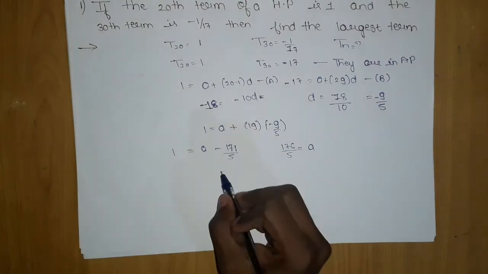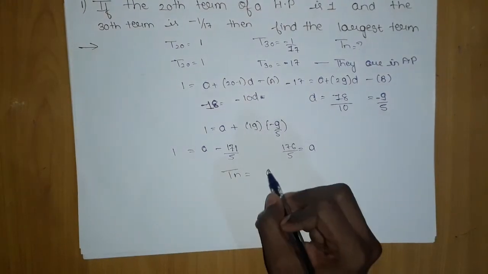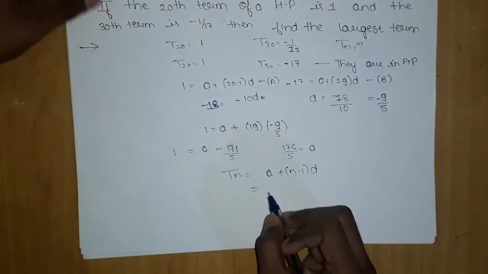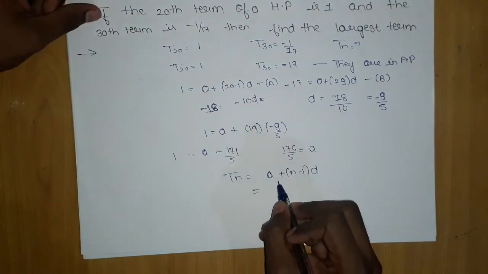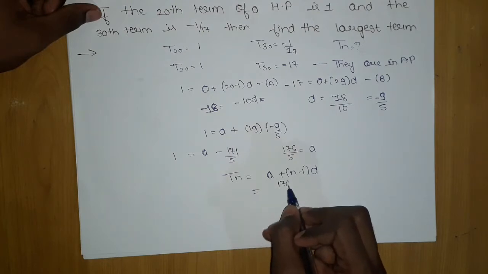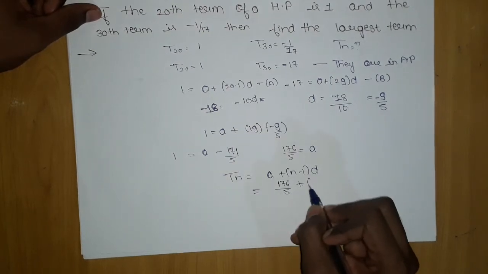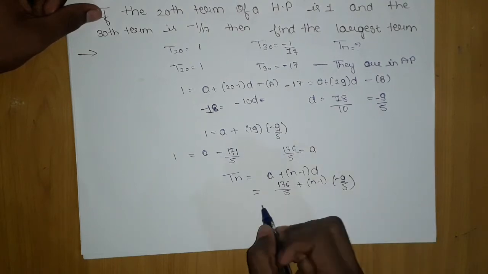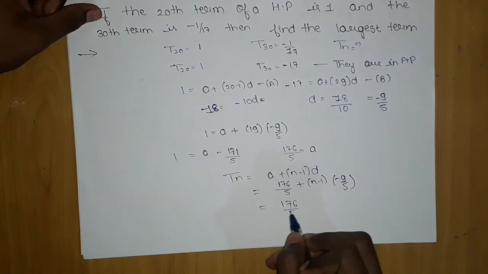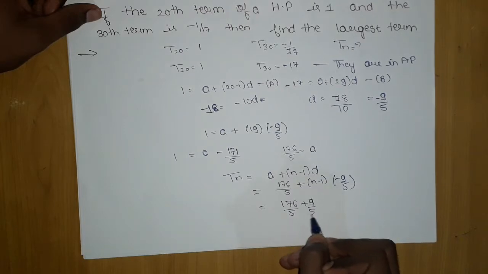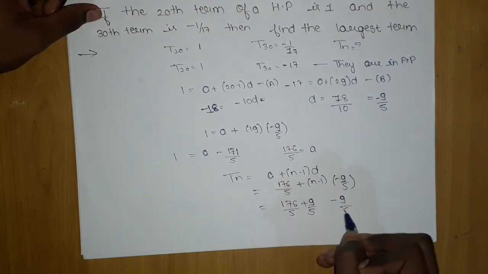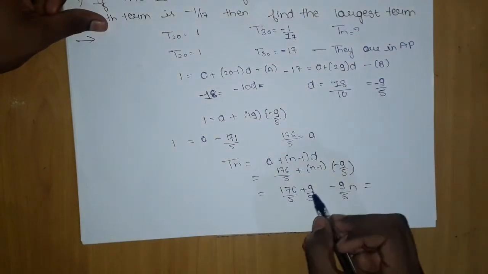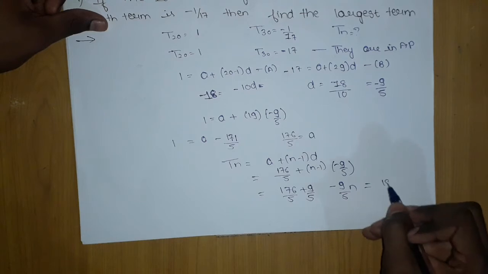Now we want to find the Tn. Tn is nothing but A plus n minus 1 into D. Now A is nothing but 176 upon 5. What is n? We don't know. D we know, minus 9 by 5. Now if we put this in, what we have is 176 by 5 plus 9 by 5, minus 9 by 5 into n. After doing this, we can conclude that this is 185 by 5.